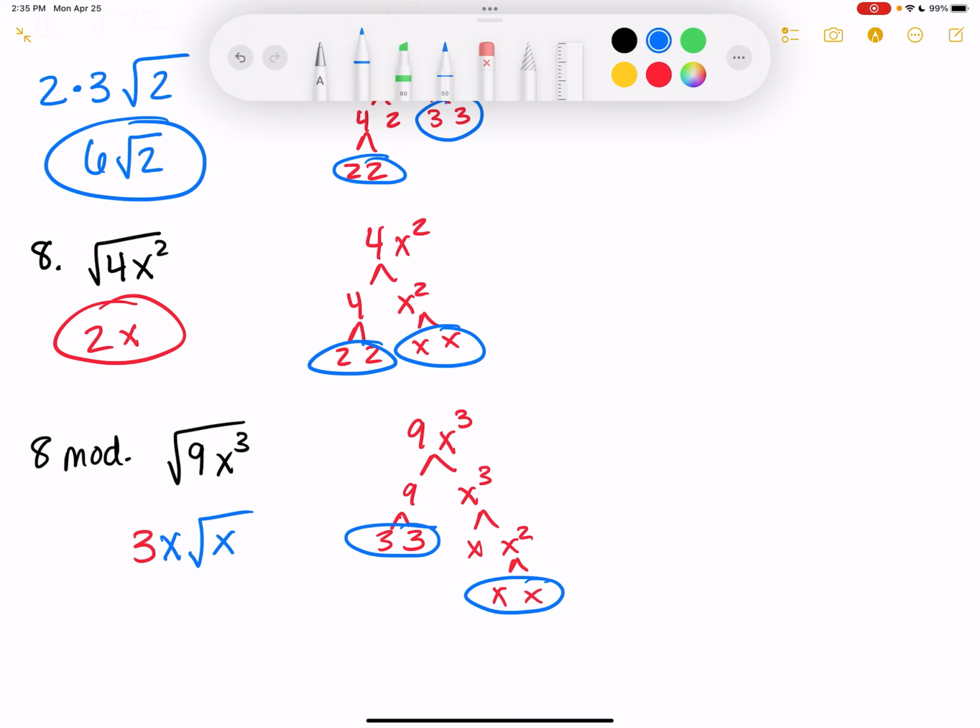You take everything out that has a buddy, but you only take one of them out. You only write it once. So the buddy system only gets written once.